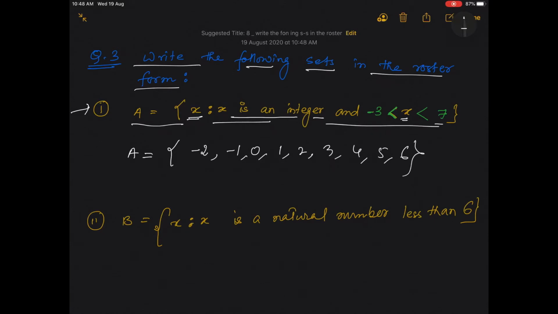Okay, so now next, B. Here you see x is a natural number less than 6, and natural numbers start from 1 and it is less than 6, so it must end at 5. 1, 2, 3, 4 and 5. This is the set B, in roster form or tabular form.